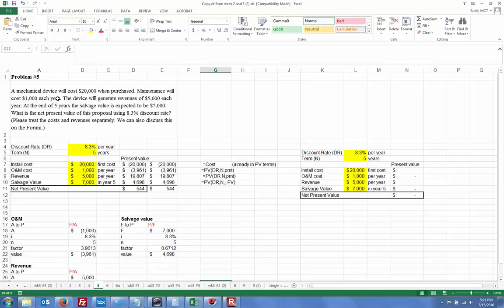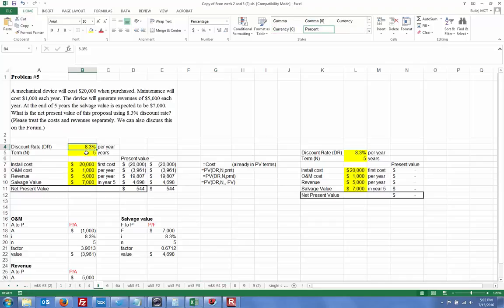Maintenance will cost $1,000 per year. The device will generate revenues of $5,000 each year. At the end of 5 years, the salvage value is expected to be $7,000. What is the net present value of this proposal using an 8.3% discount rate? Okay. So first of all, let's just start from the top and make sure every number on the spreadsheet makes sense. So here's your 8.3.